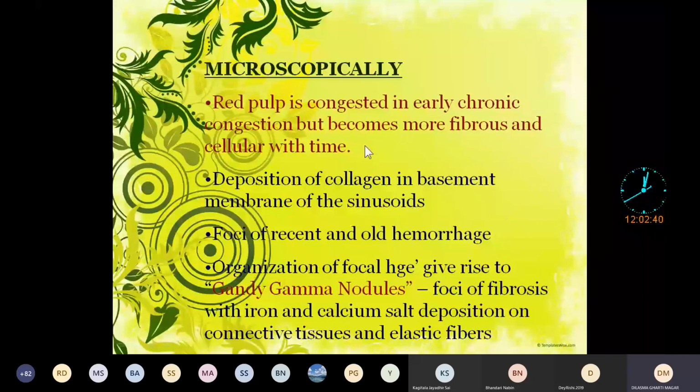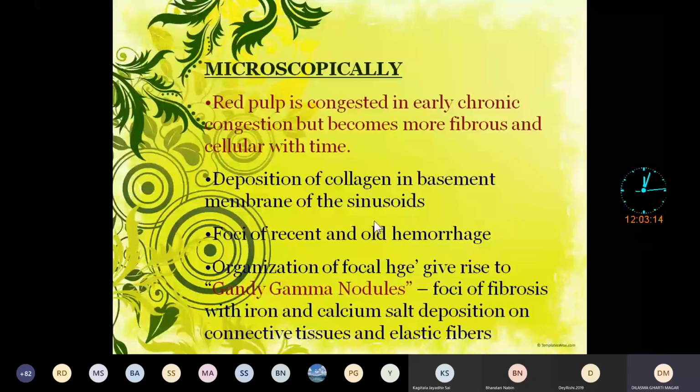So there will be deposition of collagen in the basement membrane of the sinusoidal spaces. In the spleen, the sinusoidal spaces will be there as in the case of the lymph node. So there will be deposition of collagen in the basement membrane of the sinusoids, and we can see foci of recent and old hemorrhage. The splenic congestion is going on for a long duration of time, isn't it? So that's why we will see the old hemorrhage also, and the recent hemorrhage also.